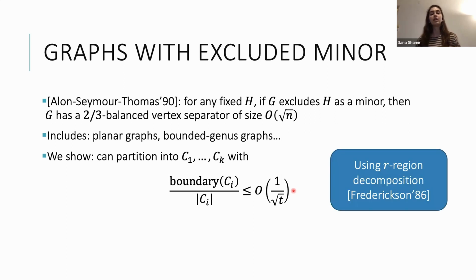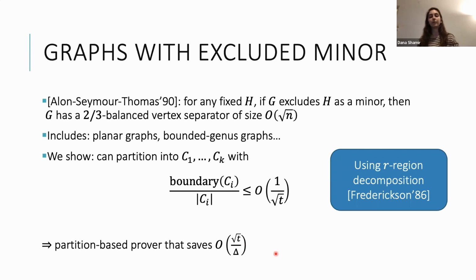We build this partition using the r-region decomposition with some changes because as it is, it isn't enough to meet our criteria. And this way, we get a partition-based TPLS that saves a factor of square root of t over delta, where delta is the maximal degree of the graph. So what it means is that for any one-round PLS that works on graphs with excluded minor, if the certificate size of this PLS is L, we can transform it into a TPLS with certificate size L over square root of t times delta.